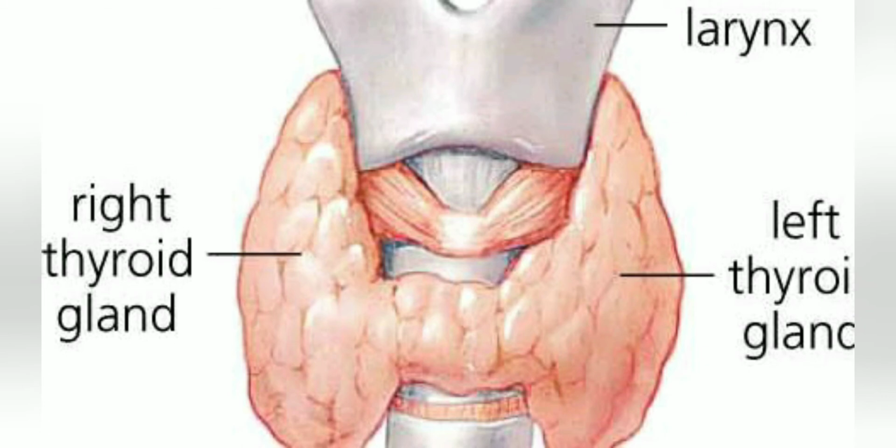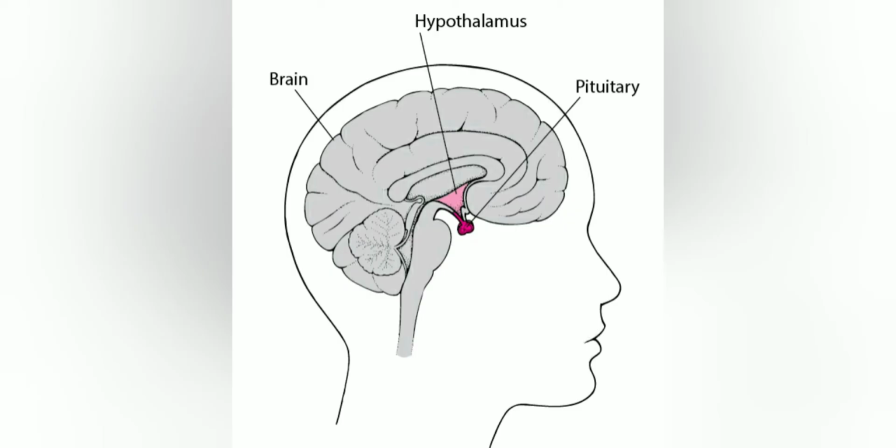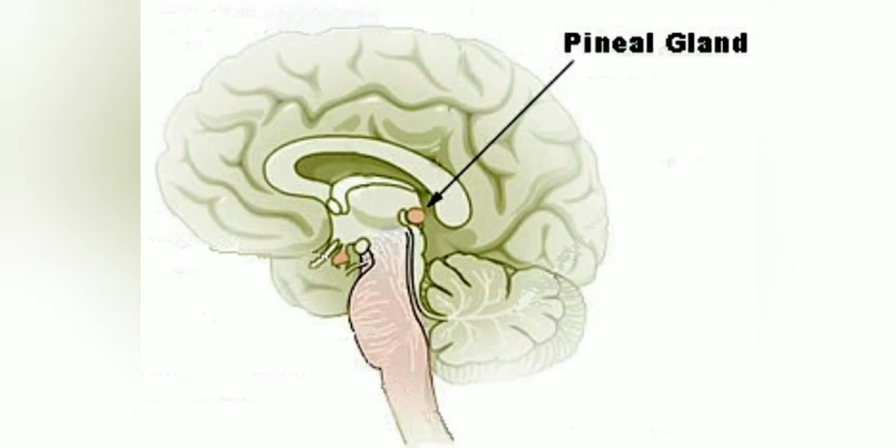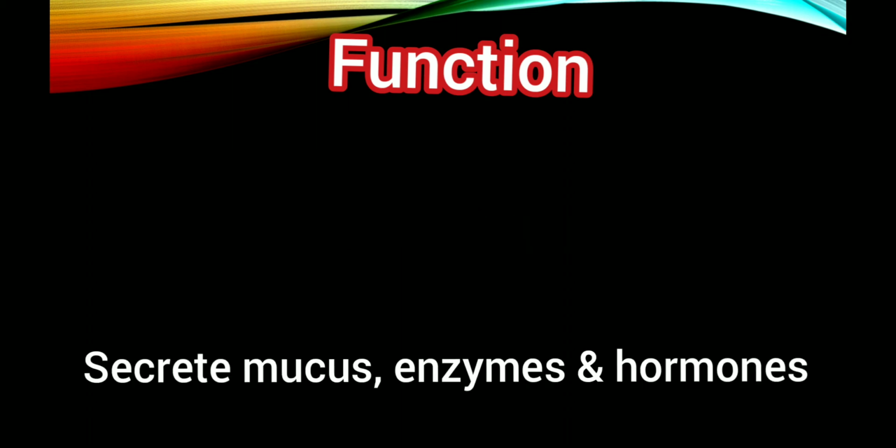For example, thyroid gland, pituitary gland, pineal gland, etc. There are many glands present in our body. Function is only one, that is secretion. That means they secrete the mucus that traps the dust particles, lubricates the inner surface of respiratory and digestive tracts. They also help in secretion of enzymes and hormones.